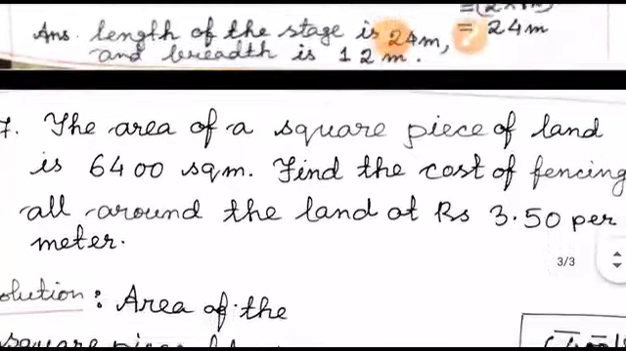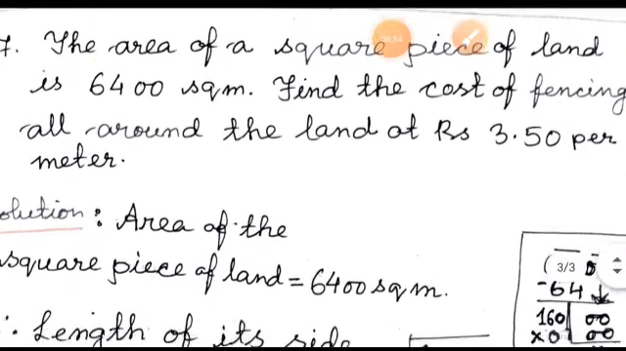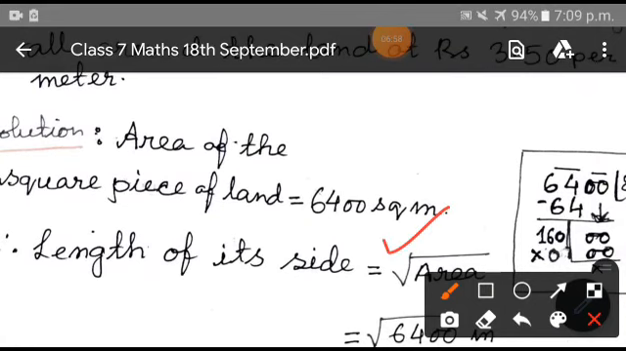Next sum number 7. The question is, the area of a square piece of land is 6400 square meter. Find the cost of fencing all around the land at rupees 3.50 per meter. So at first, the area of the land is given. From there, we can find out the side of the square. So when area is given, we can find out the side by taking the root over of area.